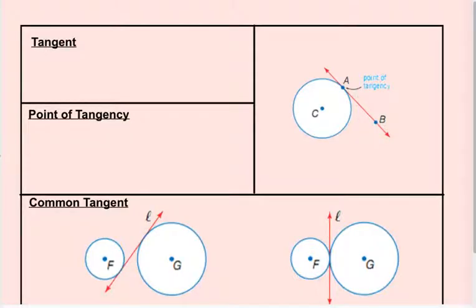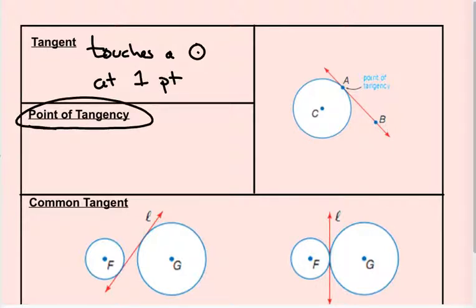So a couple things first. Tangent literally means touches a circle at one point, and the point where that crosses is called the point of tangency. So line AB touches circle C one time, and it touches at the point of tangency. So that is the line that you're talking about.